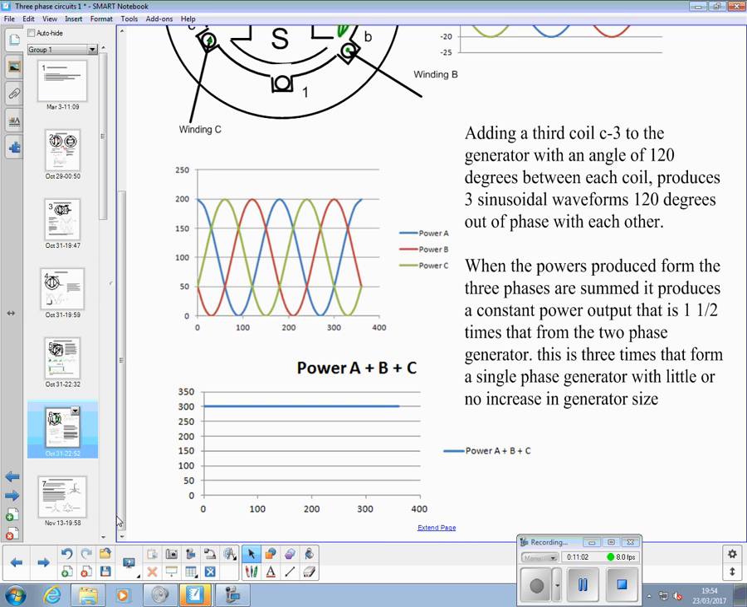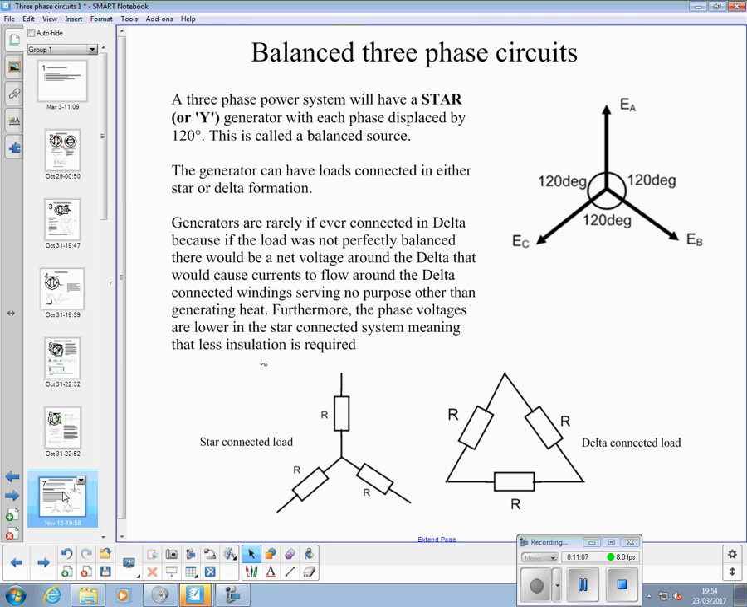So we go three phase. So balanced three phase power system.